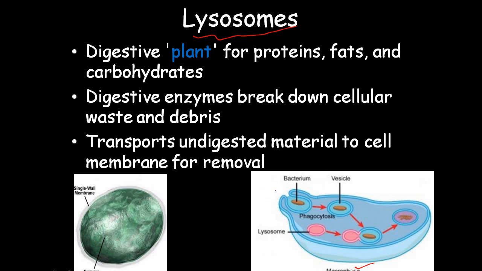Whenever a pathogen enters the cell system, it is engulfed by the plasma membrane and forms a vesicle. The vesicle moves forward and fuses with the lysosome, and the lysosome destroys the pathogen.